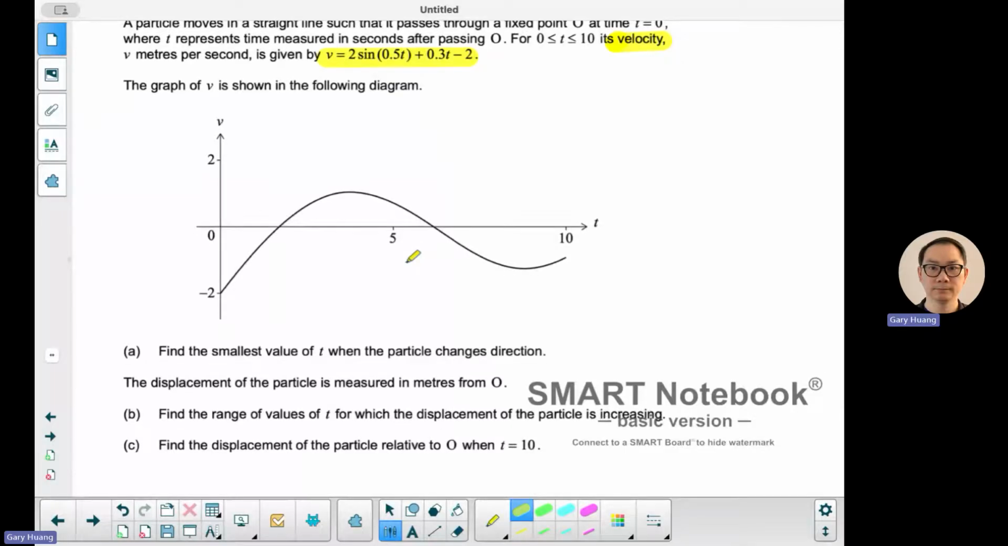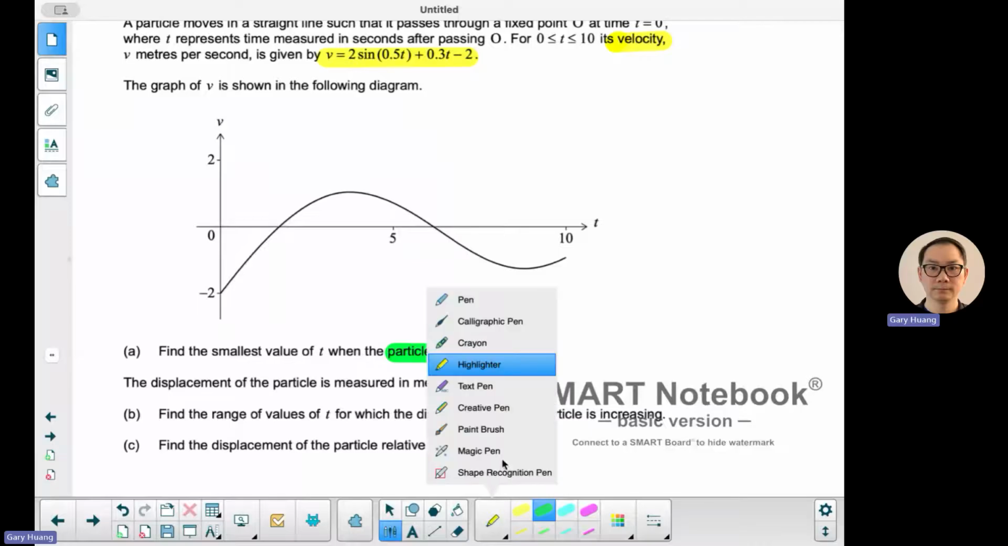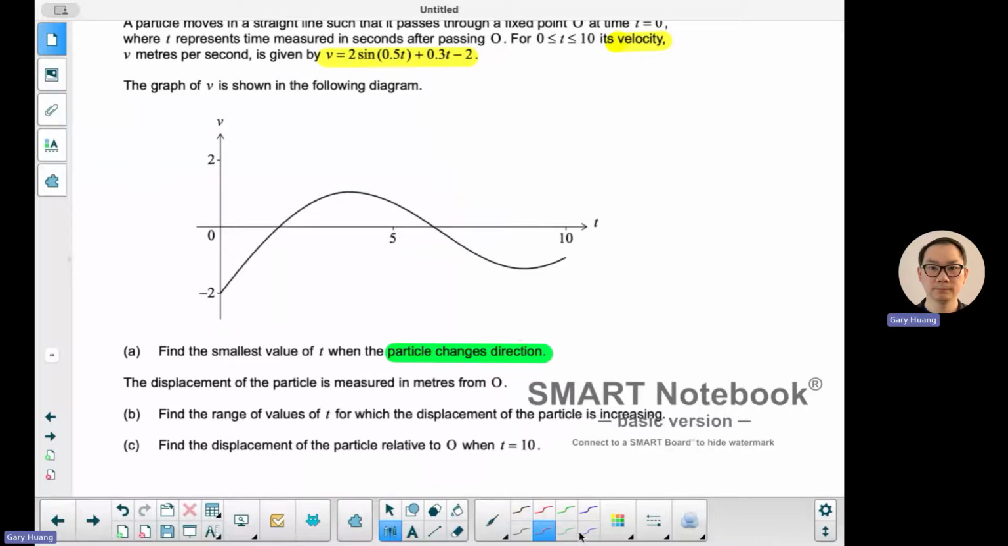Part A, find the smallest value of t when the particle changes direction. As I said in class, this is one of the most common questions that they ask. You need to remember what it means. When a particle changes direction, it means velocity is equal to 0. That's what it means. So they give you the graph, and this is via t. So that means I want this point and this point. But they ask for the smallest value, so the smaller of the two. So I'm looking for this dot here.